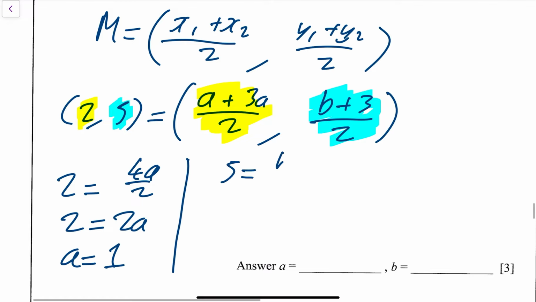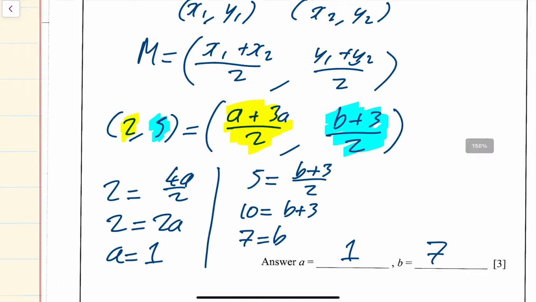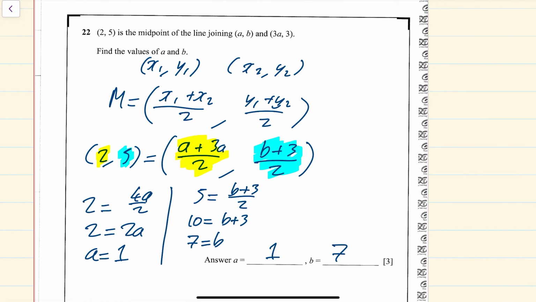Or 5 is equal to (b plus 3) over 2. 2 times the 5 is 10. Bring that 3 across, you'll get 7 is equal to b. So your a is equal to 1 and your b is equal to 7. Lovely.